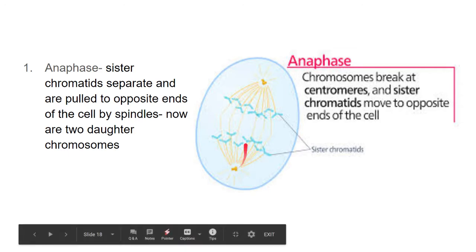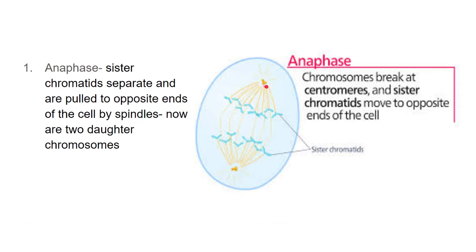And by the way, these things are called centrioles. These little gold structures right there. The centrioles are pulling these sister chromatids to opposite ends of the cell. So half going this way, half going this way, okay, going down.